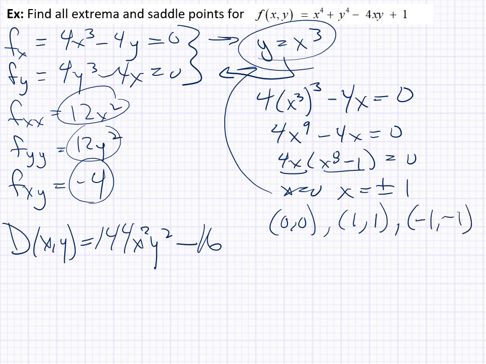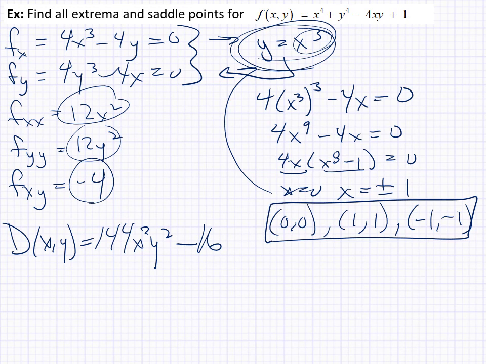Again, plug 0 in here, I'm going to get 0 for y. Plug 1 in for x, you're going to get 1 for y. Plug -1 in for x, you're going to get -1 for y. So I got 3 critical points. So let's test all of them.